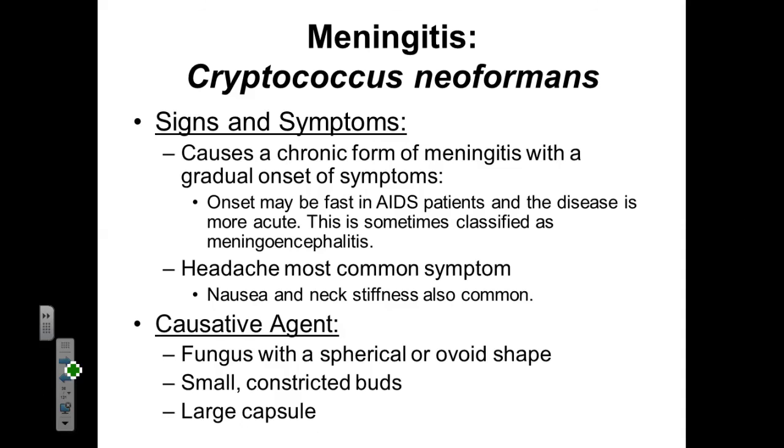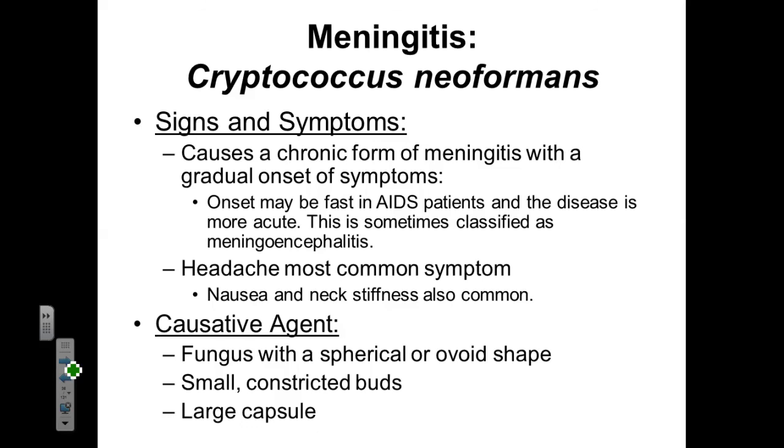If the patient is immunocompromised or is an AIDS patient, the onset can be quite rapid and the disease much more acute. This sometimes can be classified as meningoencephalitis. So in addition to having inflammation of the meninges, there'll also be an inflammation of the brain itself. Headache is the most common symptom. The stiff neck can also happen along with the nausea, but just general headache and very mildly stiff neck are typically the complaints of the patients that are suffering from this.